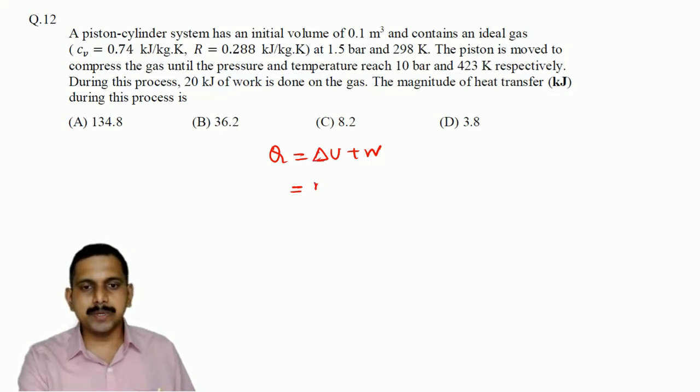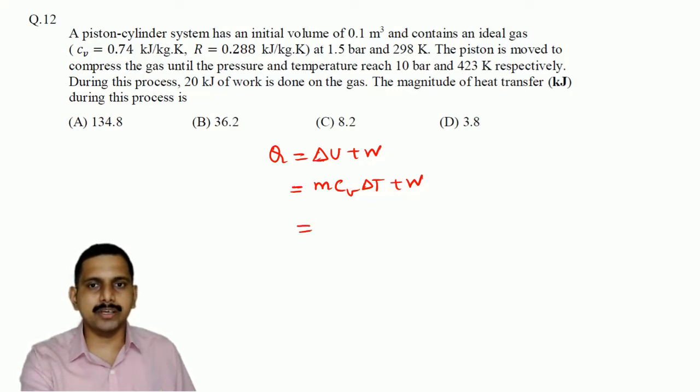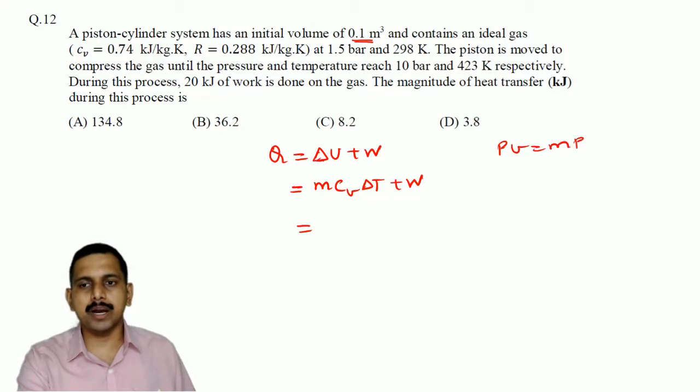So what can this be? This can be mCv delta T plus the work done. Now let us substitute that. What is the mass? It is not given, so we have to calculate the mass. Mass can be got by PV is equal to mRT, so m is equal to PV by RT.